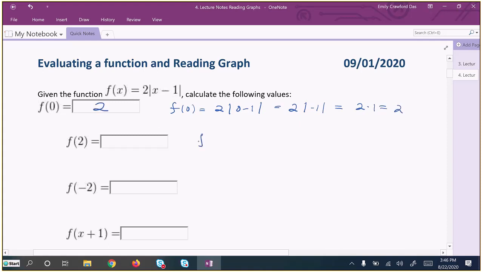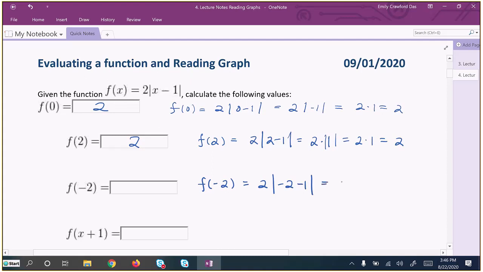f of 2 means replace x by 2 in the function, so that would be 2 times absolute value of 2 minus 1, which is 2 times absolute value of 1, which is 2 times 1, and that's also 2. If I put in f of negative 2, then I'll replace x by negative 2 in the function, so it's 2 times absolute value of negative 2 minus 1, which is 2 times absolute value of negative 3, which is 2 times 3, which is 6.